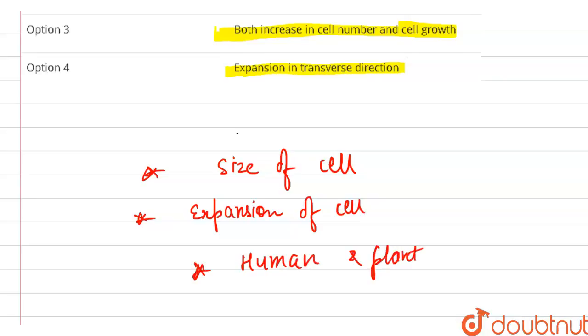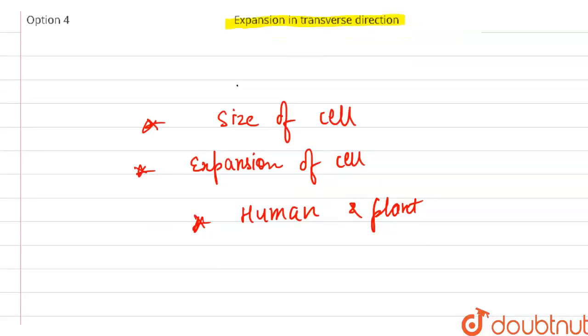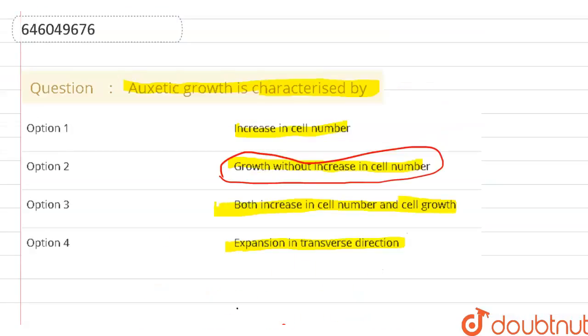In humans, we can see it in the muscles, and for plants there is a hormone known as auxin, which promotes auxetic growth. So our option, growth without increase in cell number, is correct, because option 2 is the correct answer.